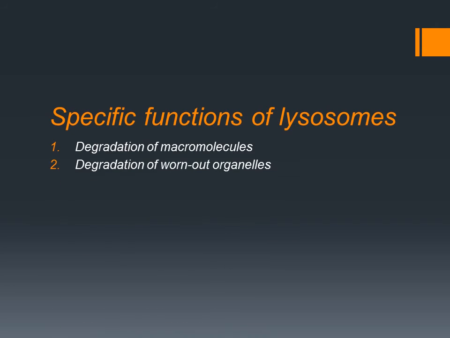The second function of lysosome is degradation of worn out organelles. The rough endoplasmic reticulum wraps itself around the worn out organelles like mitochondria and forms the vacuoles called autophagosomes. One primary lysosome fuses with one autophagosome to form the secondary lysosome. The enzymes in the secondary lysosome are activated. Now these enzymes digest the contents of autophagosomes.